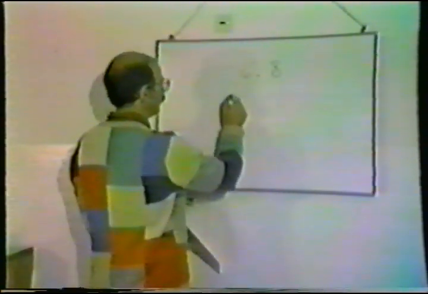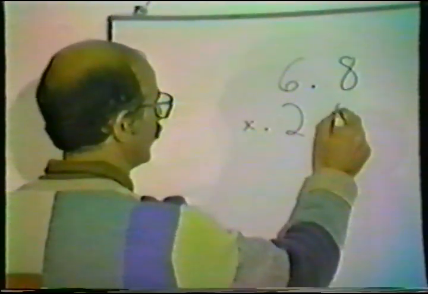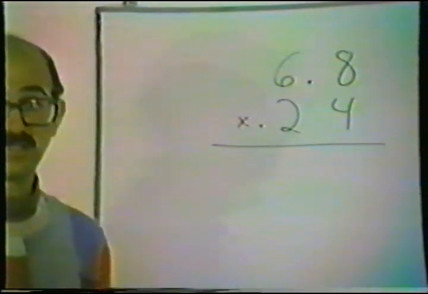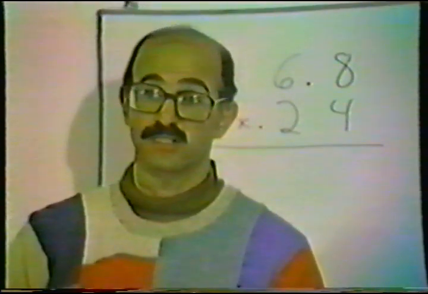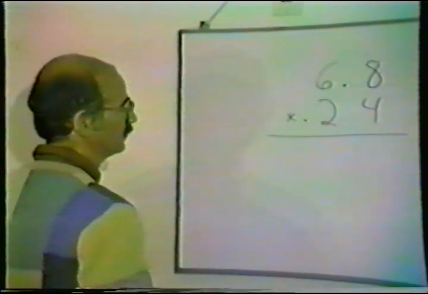6.8 times 0.24. Well, this time we are multiplying by a 2-digit number, and we'll have to have 2 rows.